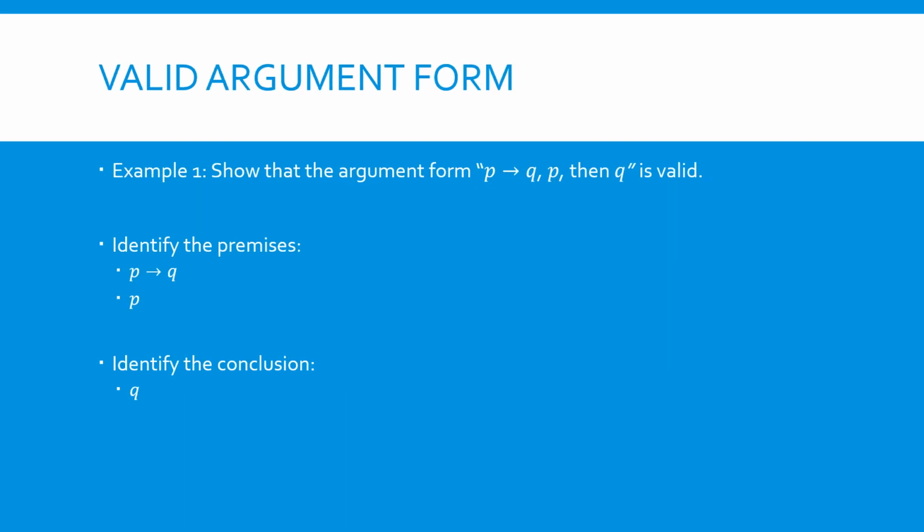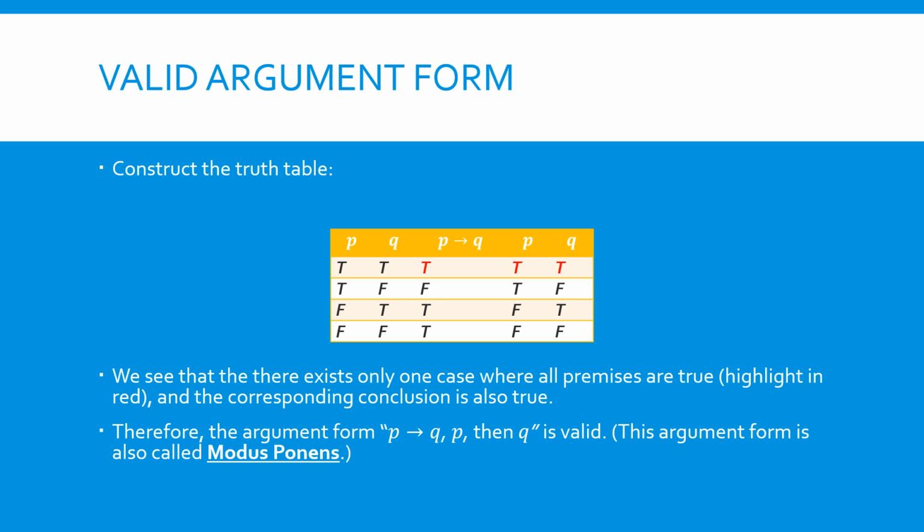Let's look at the first one. Show that the argument form P implies Q, P, then Q is valid. We begin with analyzing the argument form and identify the premises and conclusion. According to definition, we know the premises are P implies Q and P. The conclusion is Q.